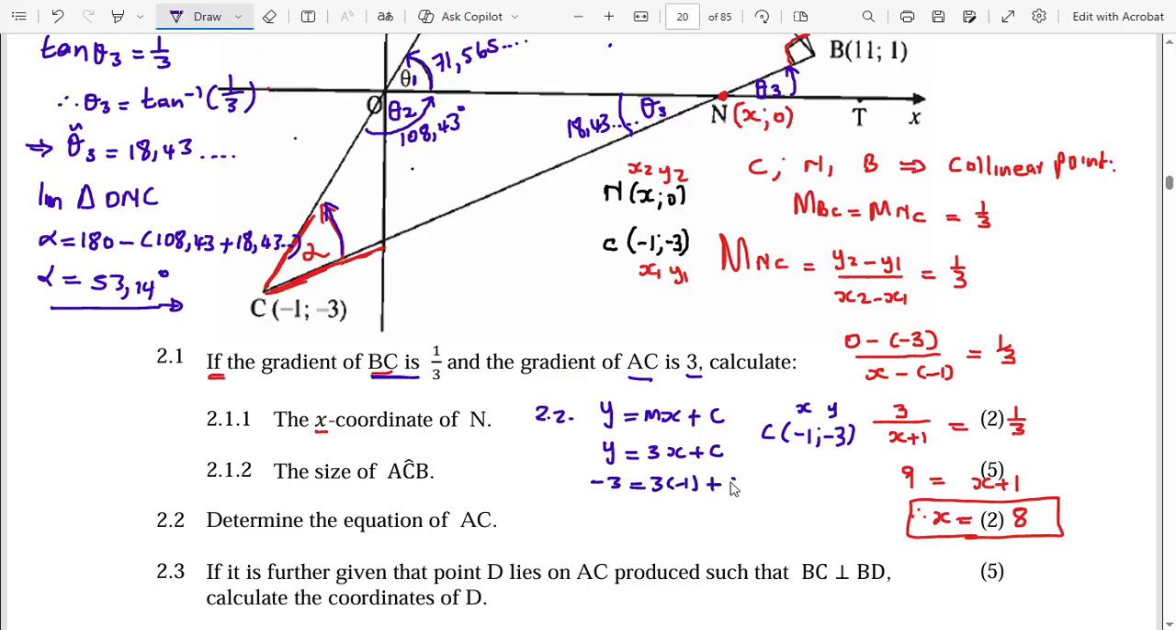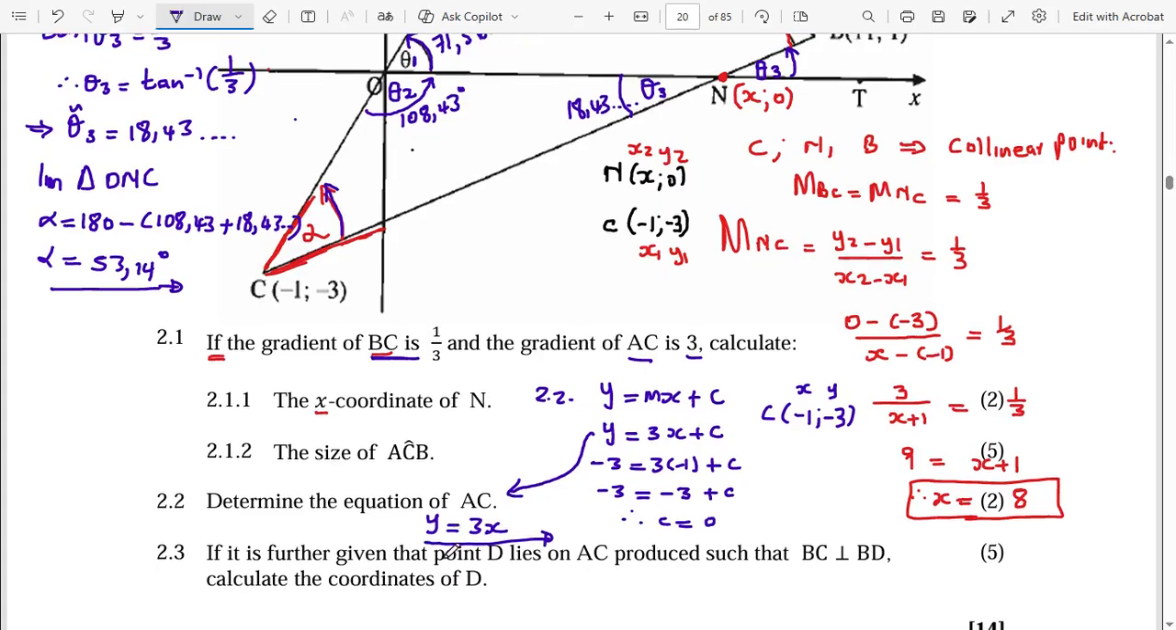The aim is to find c. So -3 is equal to 3 times -1 plus c, so -3 equals -3 plus c. If the -3 goes to the other side, that will be -3 plus 3, which gives us the value of c to be 0. And if the value of c is 0, what is the equation of AC? The equation of AC is y = 3x + c, which is 0. So it's just y = 3x. That was easy.